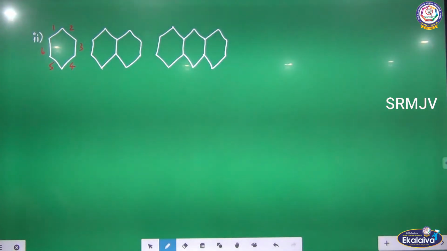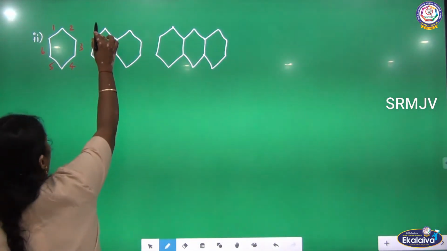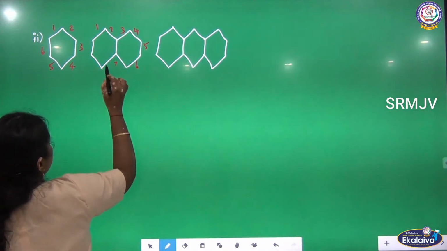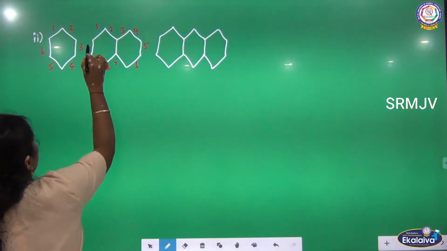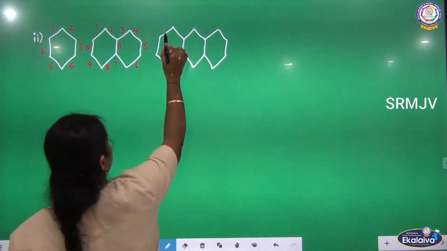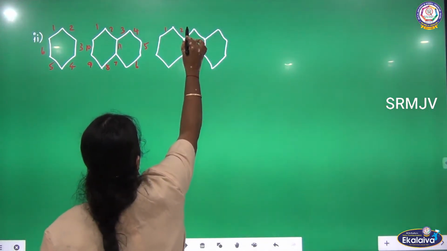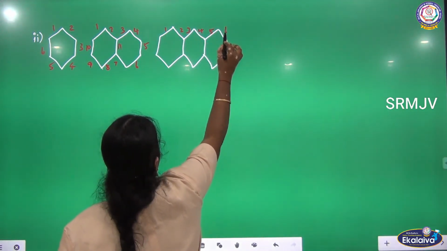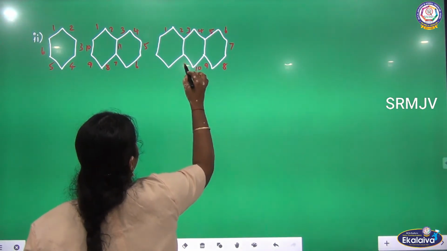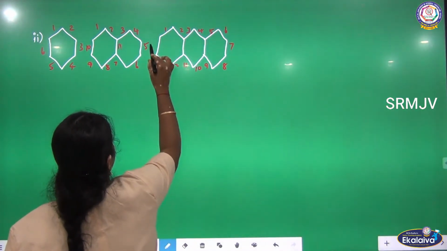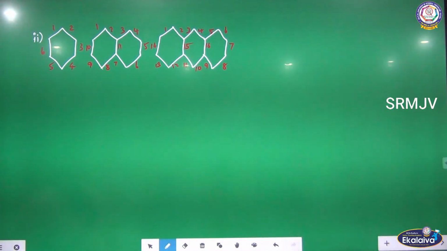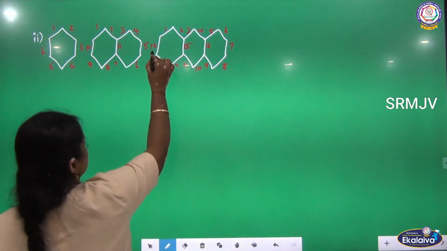Again, two hexagons are joined together. So for that: 1, 2, 3, 4, 5, 6, 7, 8, 9, 10, 11. So the number of sides here is 11. Again here: 1, 2, 3, 4, 5, 6, 7, 8, 9, 10, 11, 12, 13, 14, 15, 16. Here the number of sides is 16. Okay.